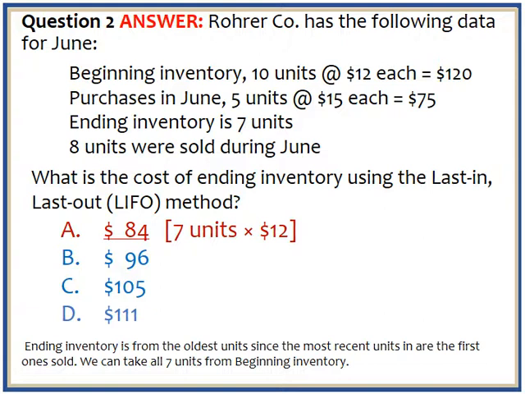The answer is $84. Ending inventory is from the oldest units since the most recent units are the first ones sold. We can take all 7 units from beginning inventory. 7 units at $12 is therefore the $84 ending inventory cost using LIFO.